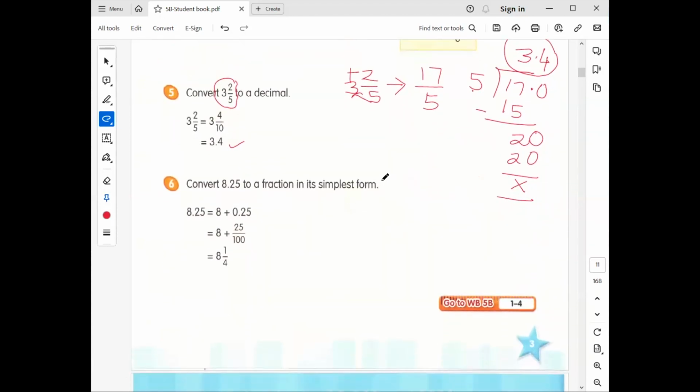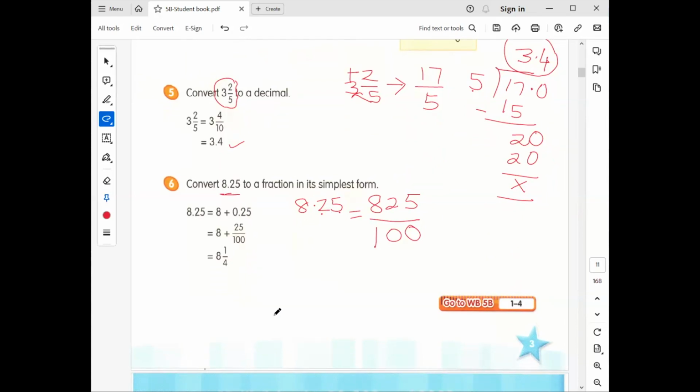Okay. Now we have 8.25, which we are going to make into a fraction, just like this. So what we can do is 8, and how many numbers are there after the decimal? 2, right? Yeah, good job. So we can put 2 zeros here and 1.